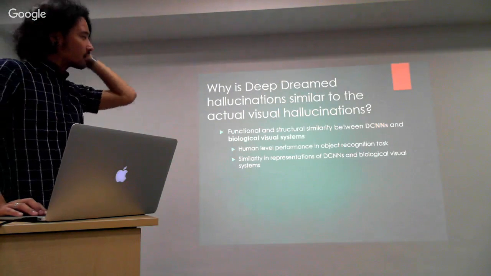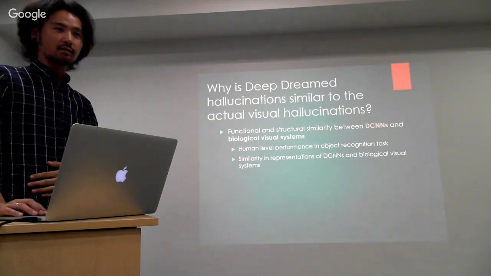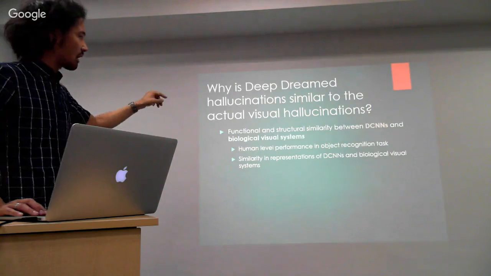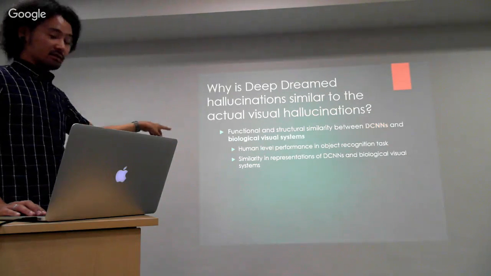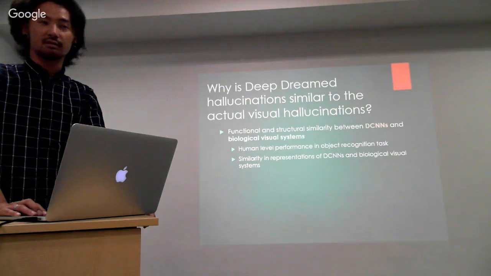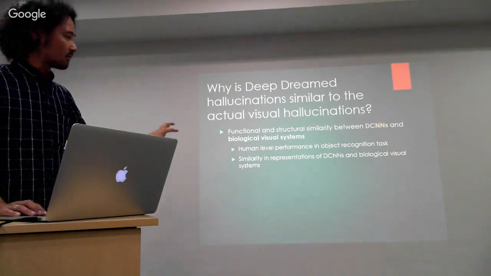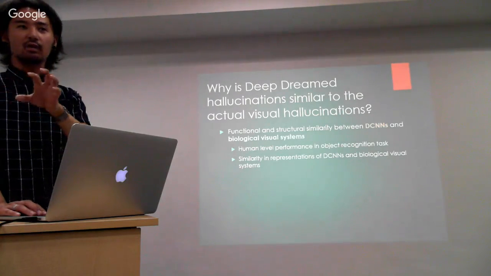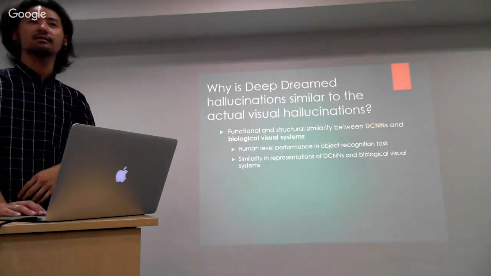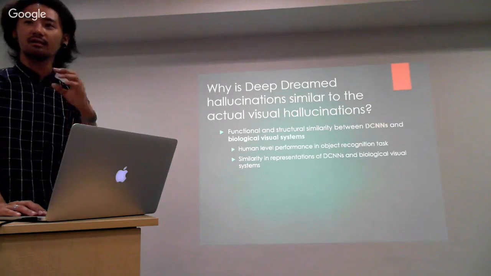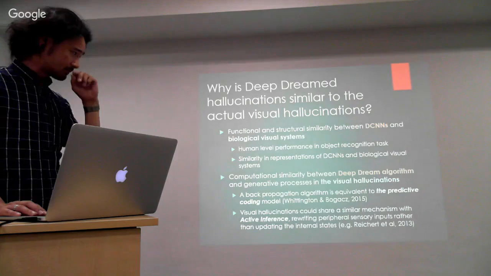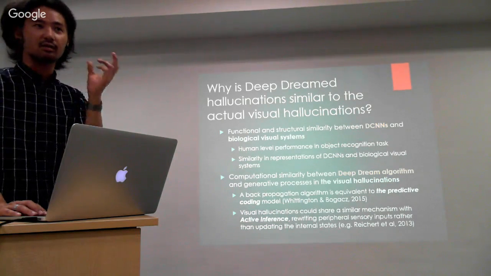I'll also discuss a bit more the conceptual and computational similarity between actual visual hallucination and a deep neural network. As I already said, it has human-level performance in object recognition, so functionally the deep neural network is close to the human visual system. The representations of the visual system and the deep neural network are also quite similar. So the deep neural network I use is already a fairly convincing model to simulate the human visual system.